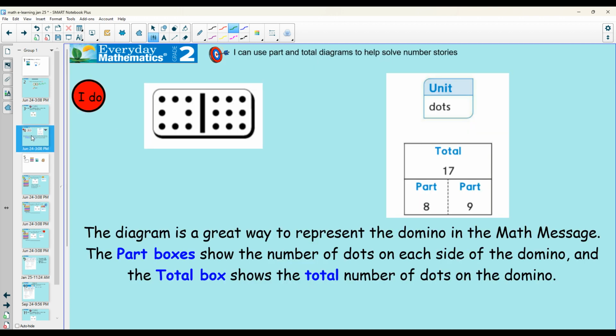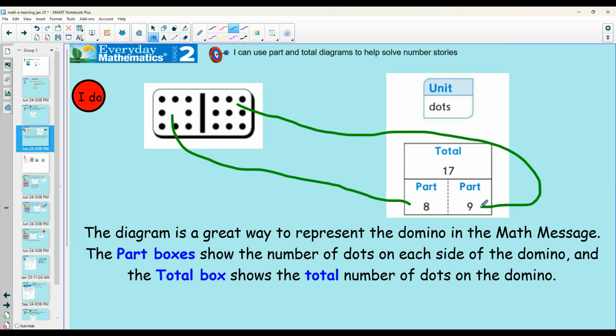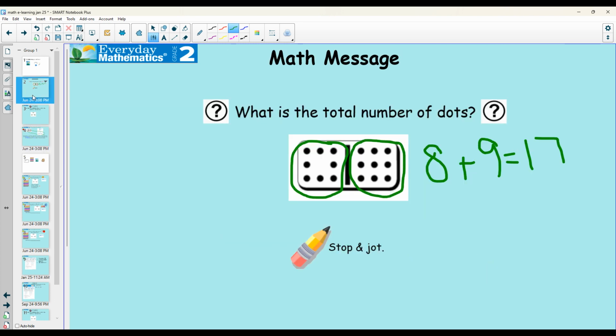Here I have my domino. It's the exact same one that we did for stop and jot. We had the addition problem of 8 plus 9. I'm counting dots, so that's my unit. Now, this diagram is a great way to show what we did in our stop and jot for the math message. We had 8 dots here. On the other side of the domino, we had 9. And when we added them together, we got 17. Just like in our math message, 8 plus 9 equals 17.